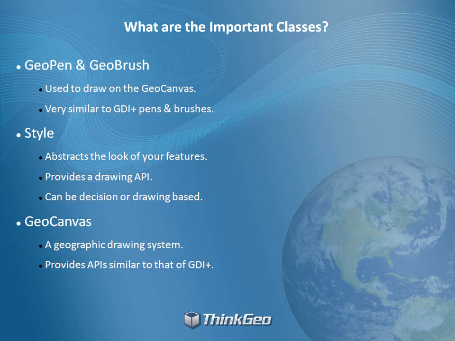The next type is the GeoCanvas. The GeoCanvas is a geographic drawing system. It provides APIs very similar to that of GDI+, but one important distinction is that it doesn't draw in screen coordinates, it draws in geographic coordinates. So you're going to be able to pass features into the GeoCanvas, tell it what pens and brushes to use, and it's going to use that to draw. So we save you all of the time and expertise from going from world coordinates, which is what the features are in, to screen coordinates, which are what you typically use to draw on the screen or onto a bitmap.